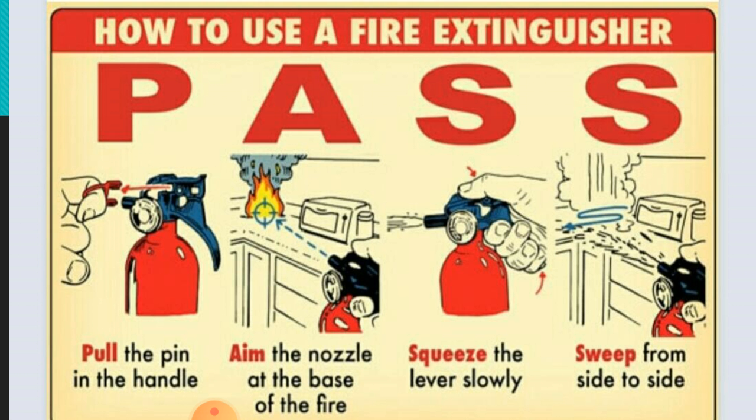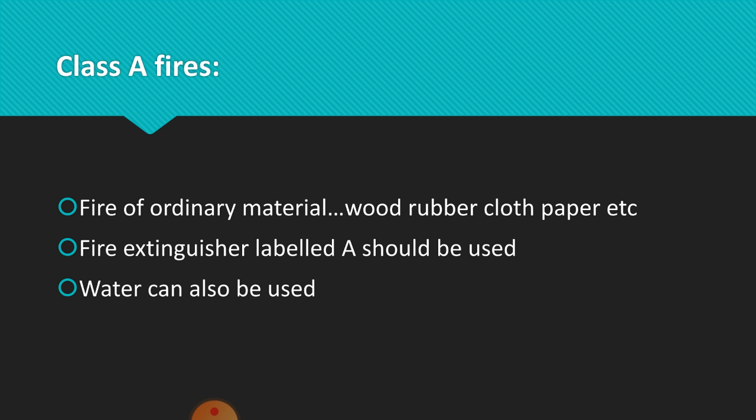So how to use the fire extinguisher? You have to follow the term PASS. First of all, pull the pin in the handle, then aim the nozzle at the base of the fire, then squeeze the lever slowly and sweep from side to side. So this is how we can use the fire extinguisher. We may have seen the extinguisher, but we are not used to it. Class A fire is the fire of ordinary material: wood, rubber and cloth, etc.